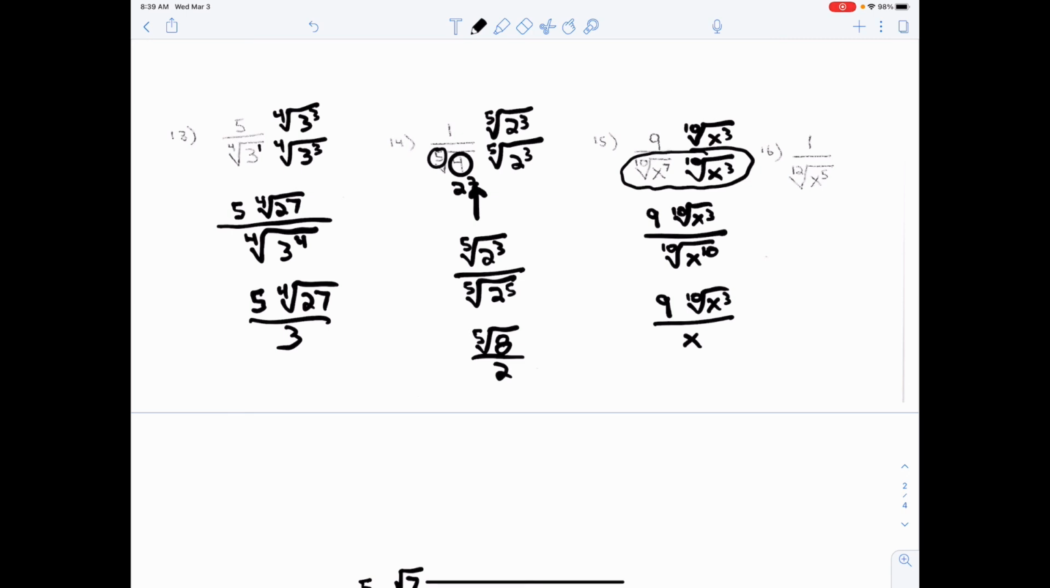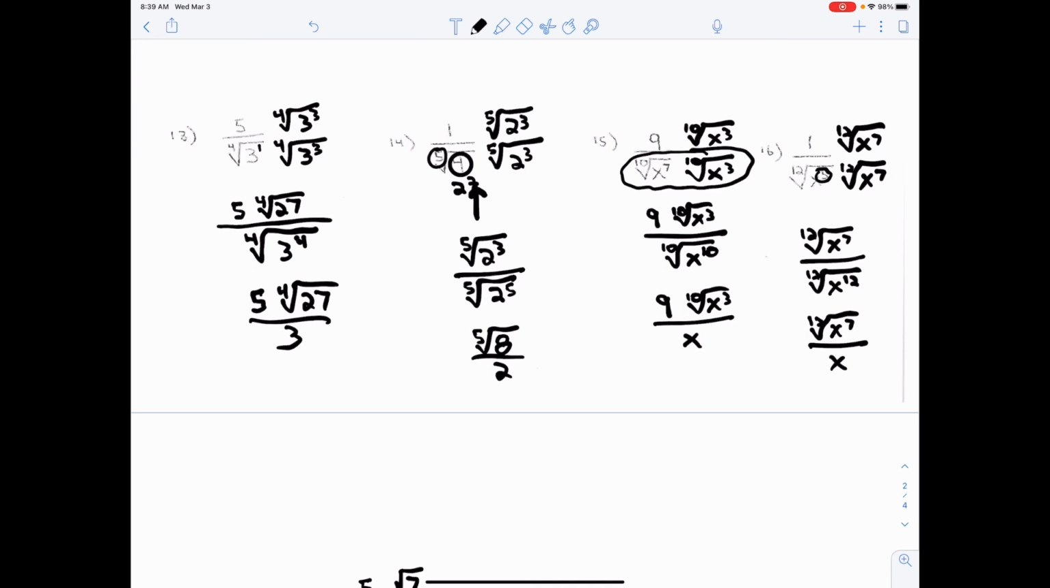Okay, here what do we want to do? Well, we want to get the exponent here to be 12. So I'm going to multiply top and bottom by the 12th root of x to the 7th. So we get the 12th root of x to the 7th all over the 12th root, and x to the 5th times x to the 7th is x to the 12th. So the 12th root of x to the 12th will give us just x on the bottom.